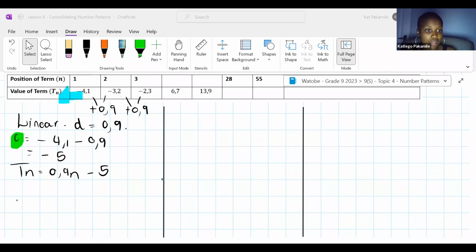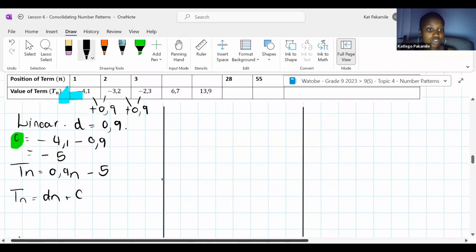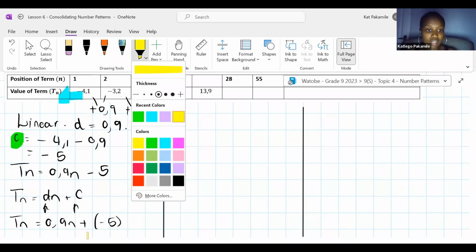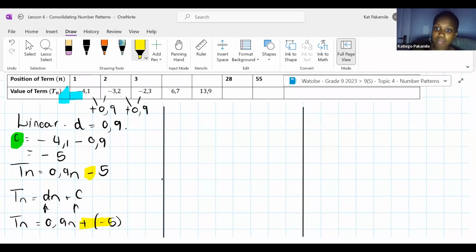Okay, Bokang says Tn equals Dn plus C. So then you substitute, guys. Then you say Tn equals 0,9n plus negative 5. But this plus minus over here is going to create a negative. Thank you, Balissa.